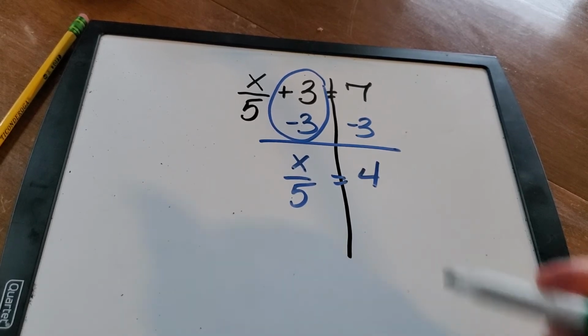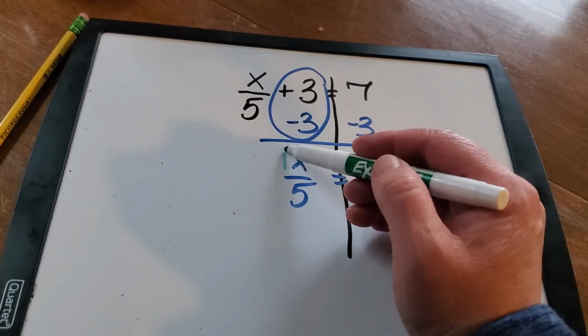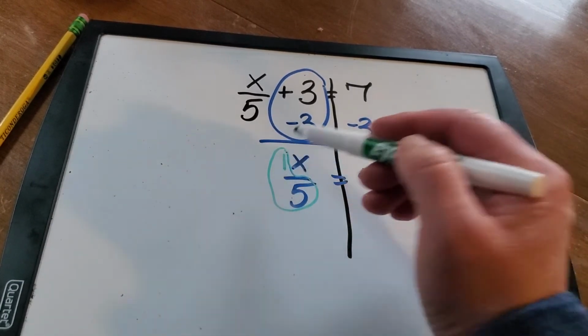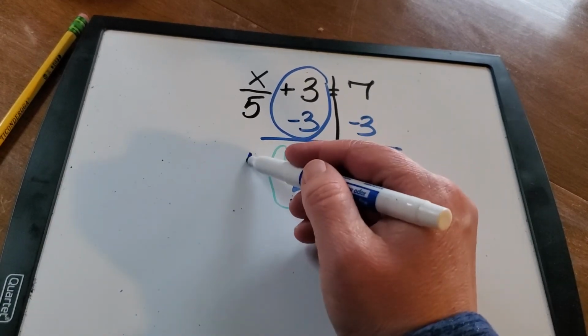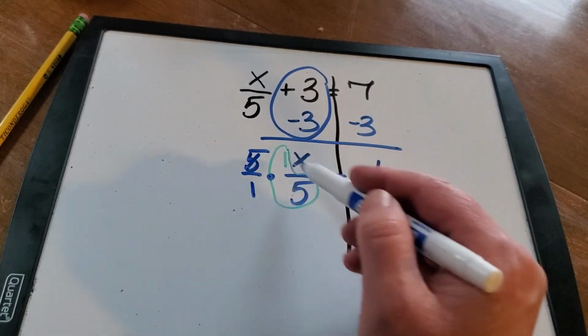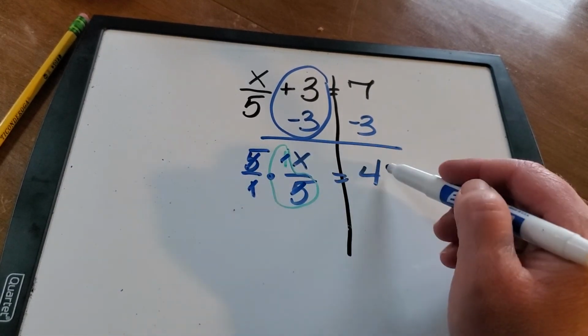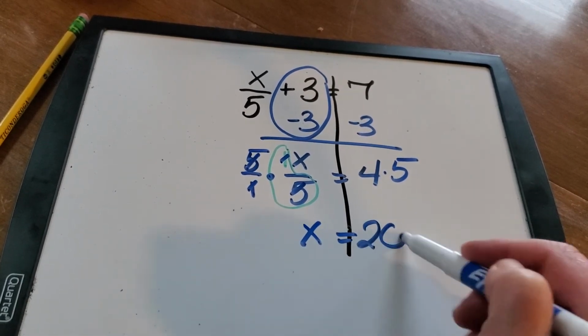However, what a lot of you prefer is you put a 1 next to that x, and you think of this as a fraction, 1/5. And then to get rid of it, you multiply by the reciprocal, 5/1. So either way, you're multiplying by 5/1. That cancels everything out there. Multiply by 5 on that side, and you are going to get x equals 20.